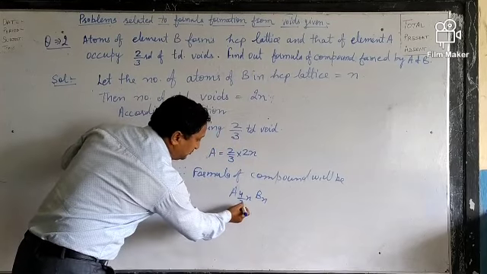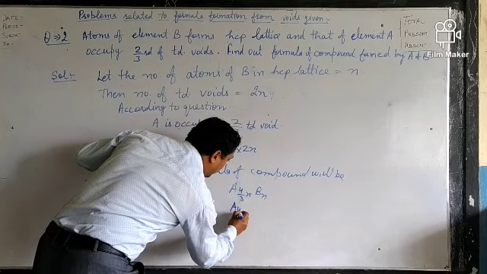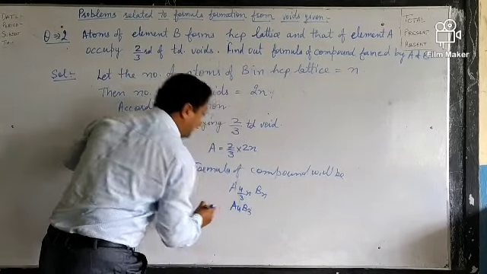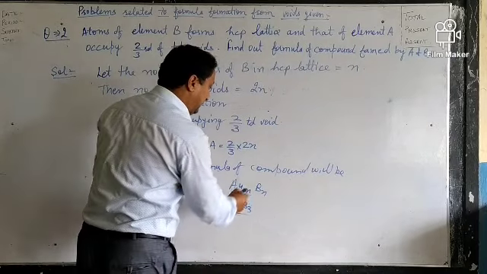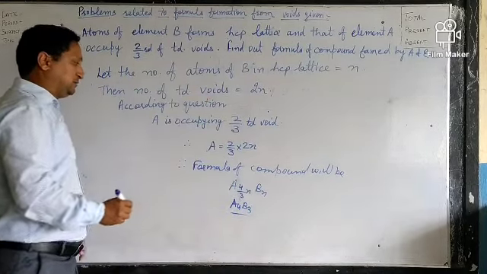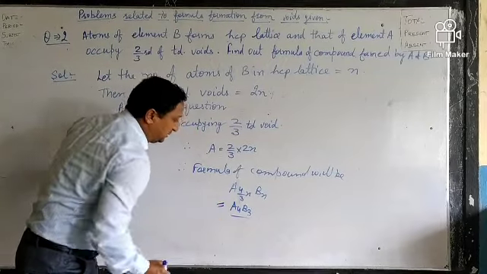Now we have to remove this n and the 3 here, so it will become A4 and B3. Because whatever we have done, we have multiplied with 3 and removed the common terms. So the formula of the compound will become A4B3.